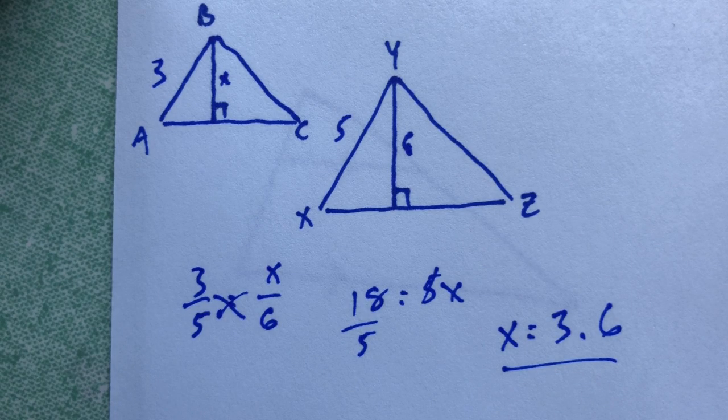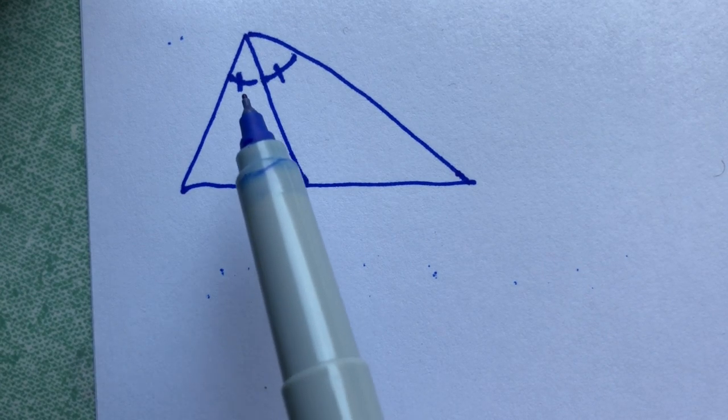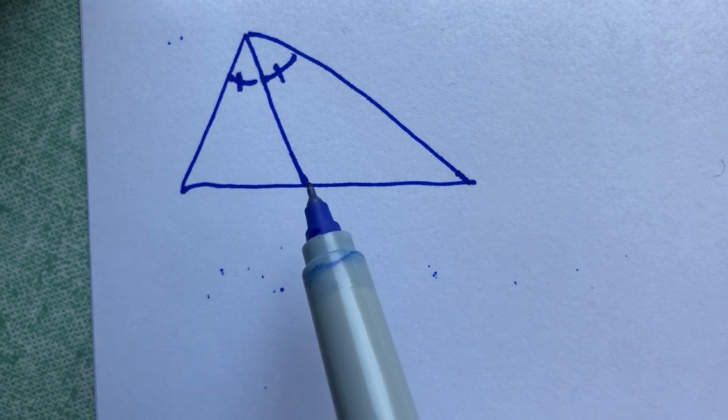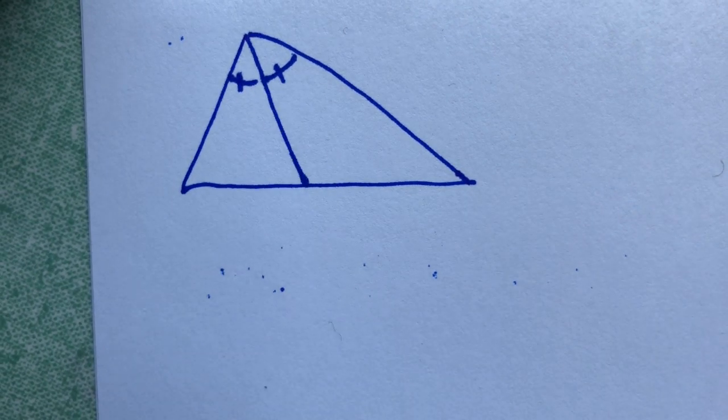So be careful. In this triangle, we have an angle bisector drawn. So I know that this segment is bisecting this angle because of those congruent marks. So that side is the same as that side, so it's cut in half.